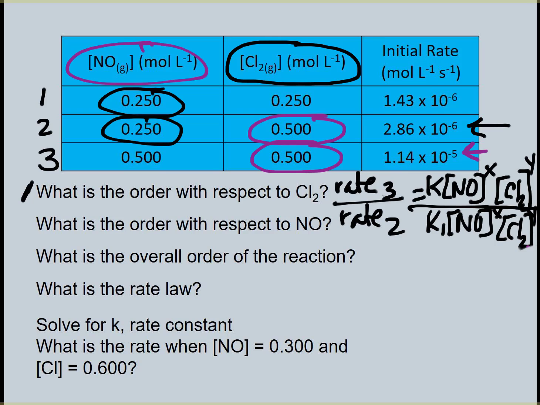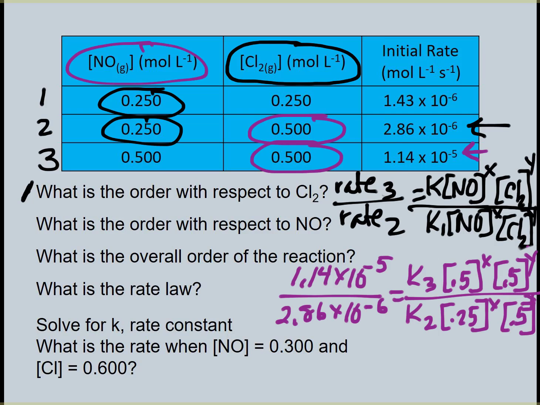So I'm going to put the rate law of experiment 3 on top of the rate law of experiment 2. And then I'm going to plug in my numbers. And then let's simplify and cancel like terms. So I can divide my rates and I get a 4. And my rate law constants are the same, so I can cancel those out. And then I can cancel out my 0.5s to the y.